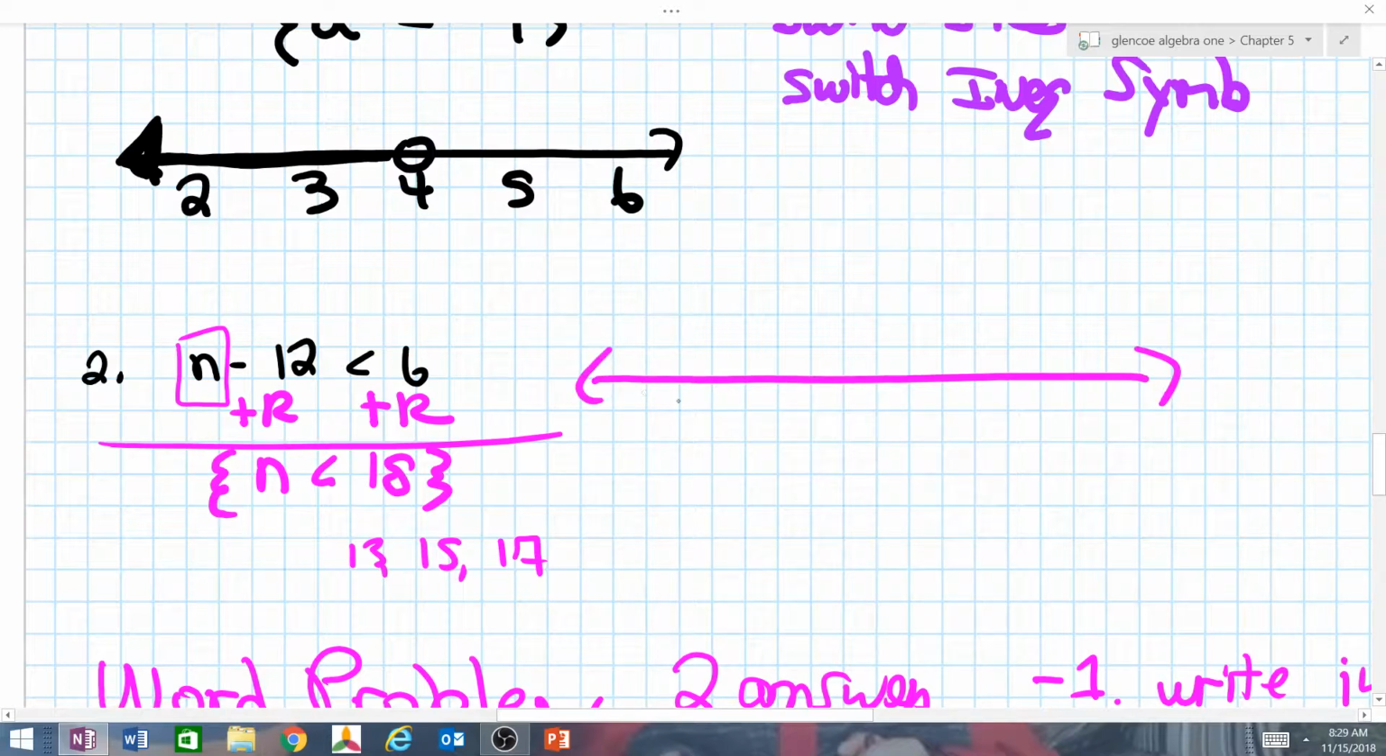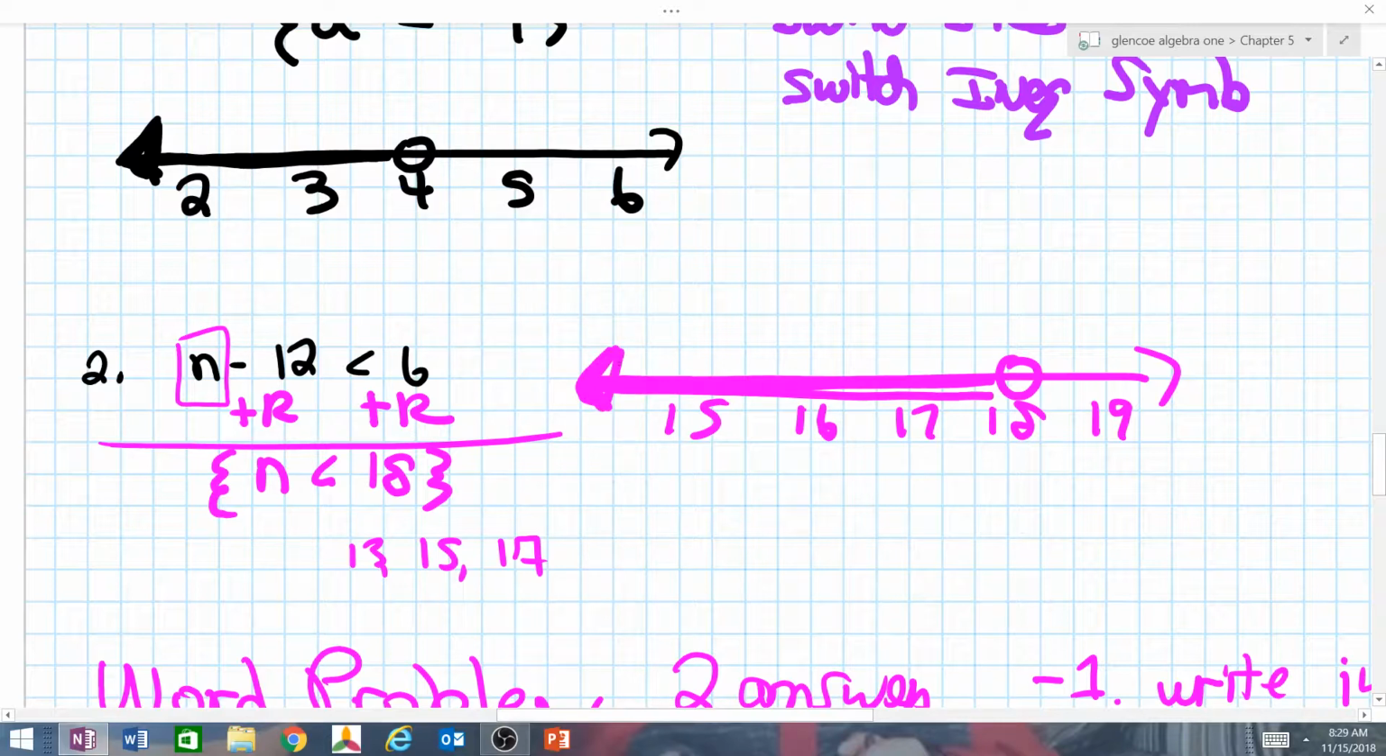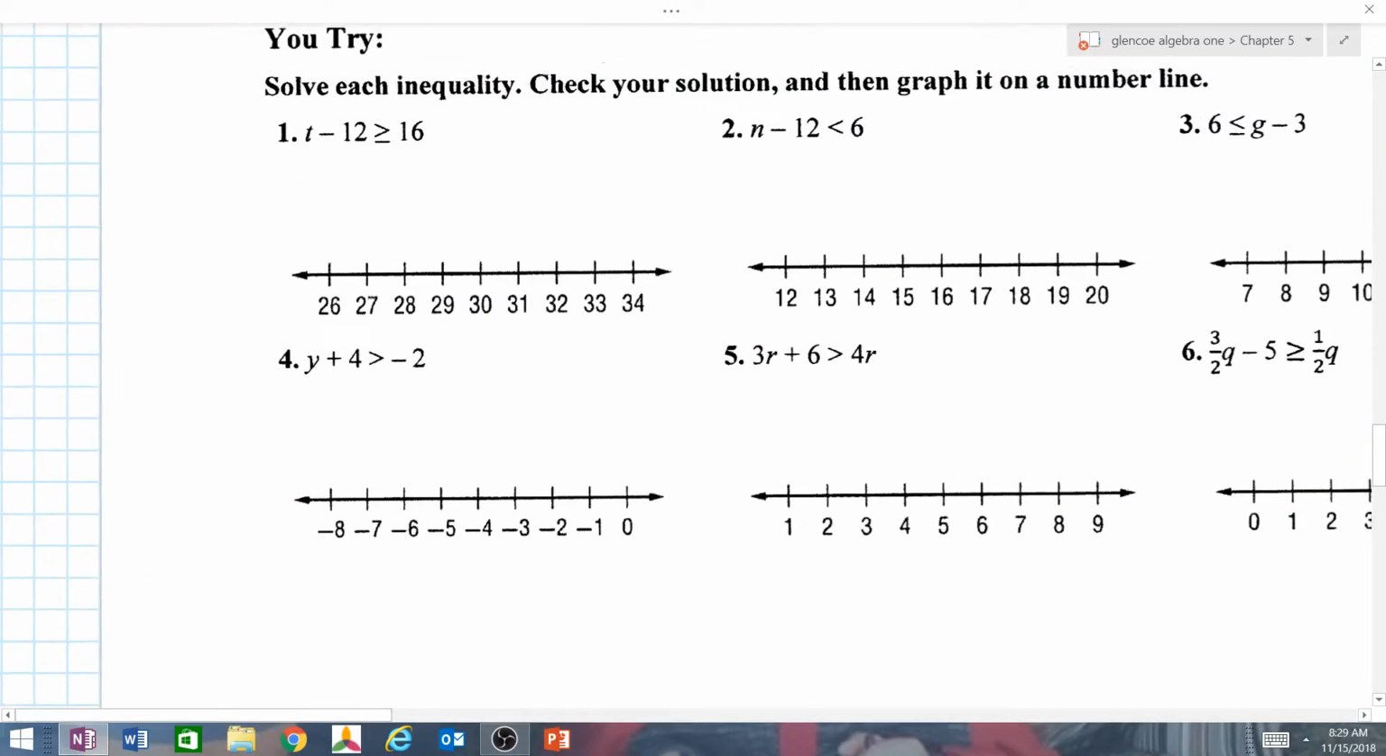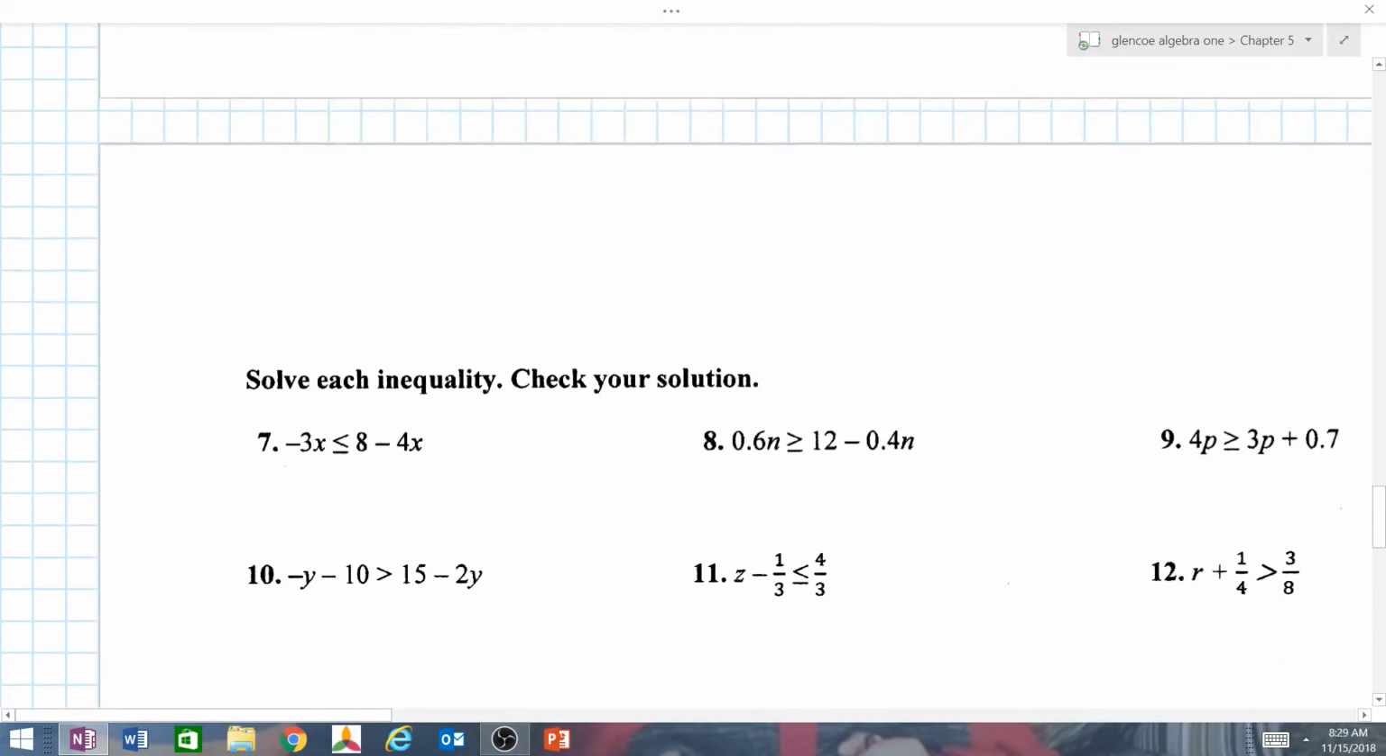So if we want to graph that, 15, 16, 17, 18, 19, what kind of a circle am I making at 18? Open. An open circle at 18, and it's going to the left. Does anyone have a question? Okay, we're going to look at a couple of word problems now.